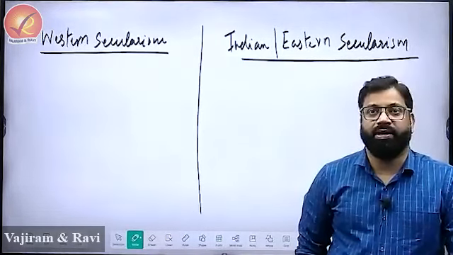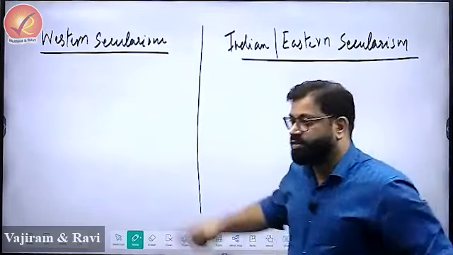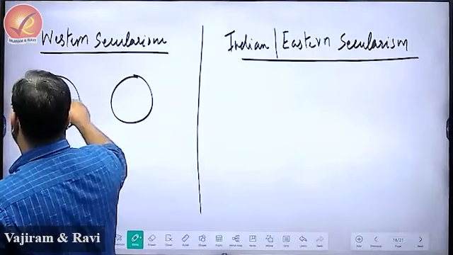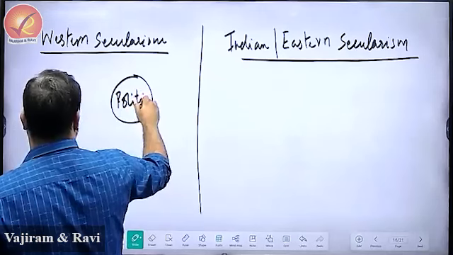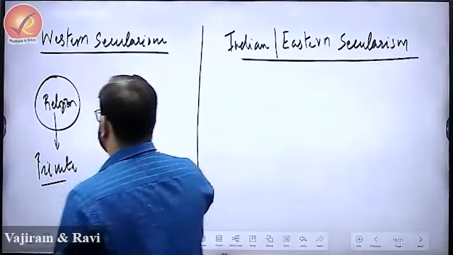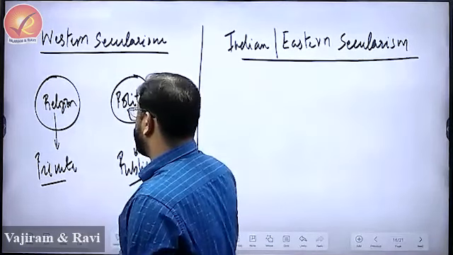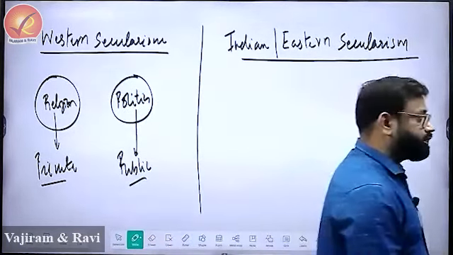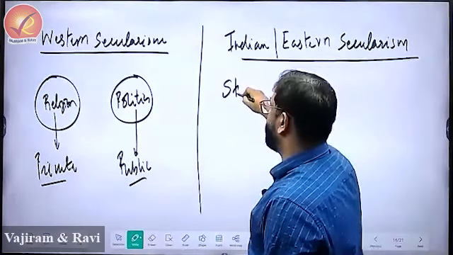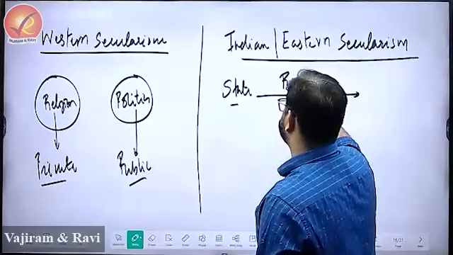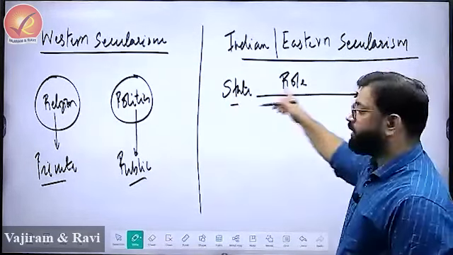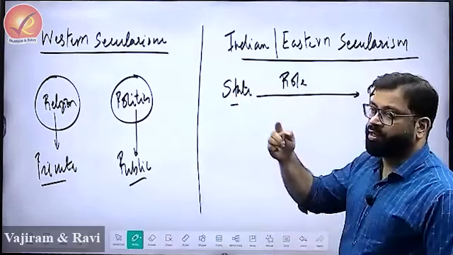Western secularism and Eastern secularism. ठीक है. Now Western secularism is very simple. We go for a complete separation of religion and politics. Why? Because religion comes in the private sphere of an individual, whereas politics comes in the public sphere of the individual, right? Whereas Indian or Eastern secularism says that state has a role in a religion, which means that the state will intervene into religion to make it a progressive religion.